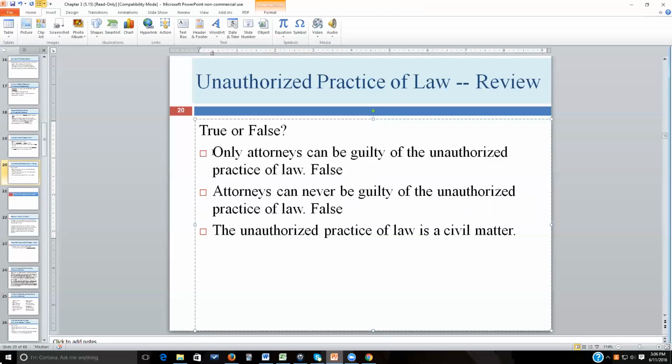A couple things I'd like to point out. We have the word only. Only, even though we don't ordinarily think of it as a negative word, it is a limiting word. Only attorneys can be guilty. When you see words like that, that makes the true-false statement more difficult to be true. Here we have the word never. Again, it's another limiting word. Attorneys can never be guilty of unauthorized practice of law. When you see a word like never, always, or ever, keep in mind that if there's just one situation that doesn't comport with that requirement, the statement is false. Even if it's true 99% of the time, when it's false 1% of the time, it's a false statement if it were offered on a test.